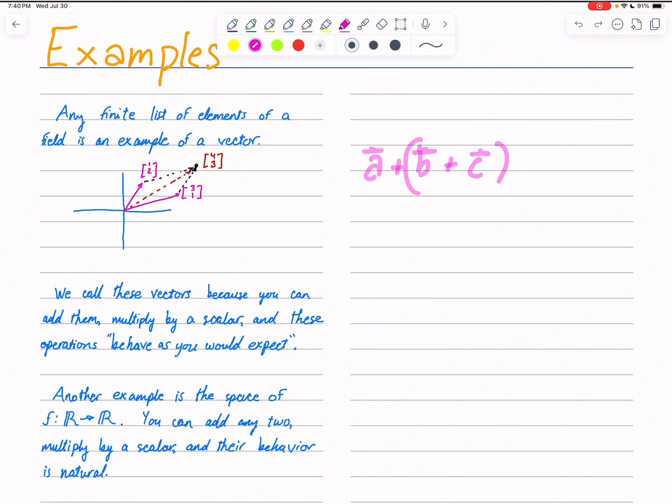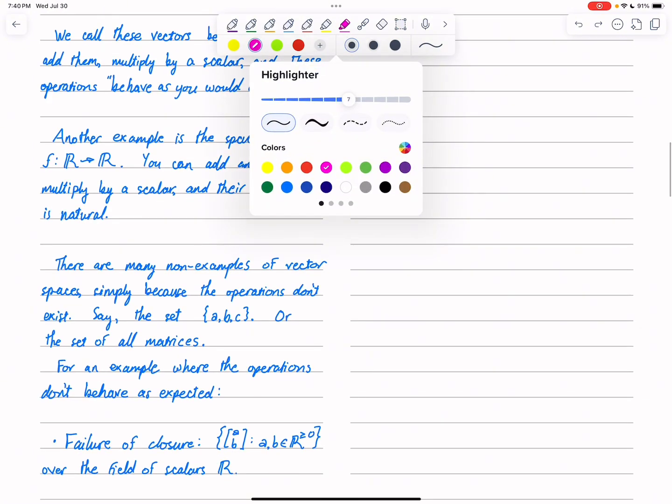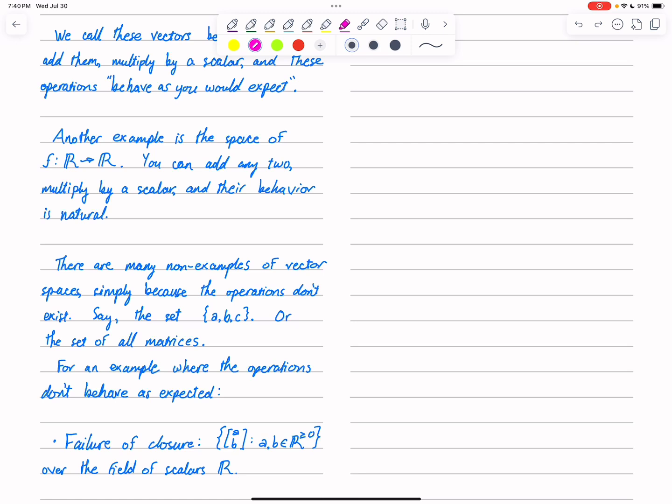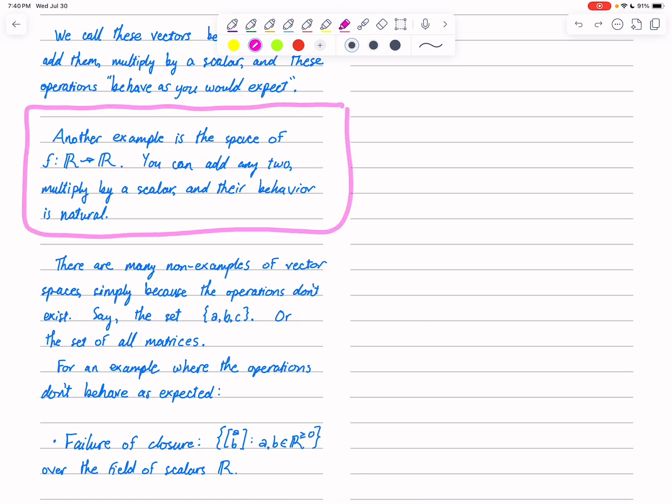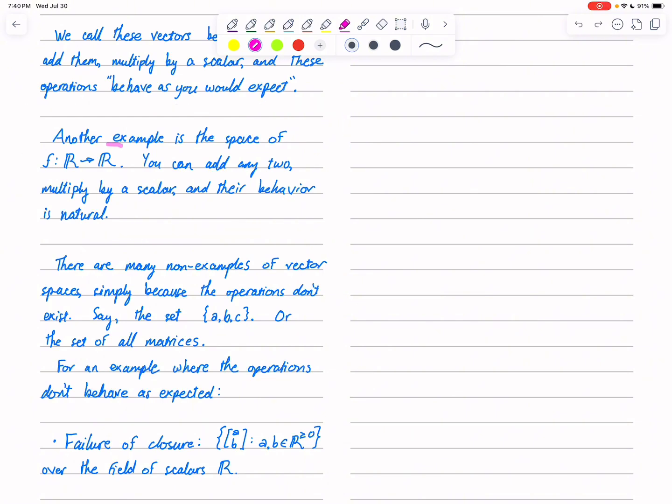So that's one example of a vector space. Let's look at another very important example of a vector space. It's not going to be super important throughout this class. It's just important throughout mathematics. The example is the space of all real-valued functions of a real variable. So the domain is the reals, the range is the reals.